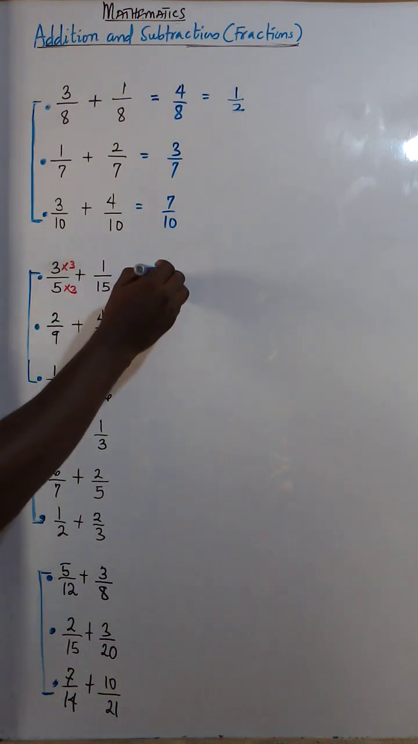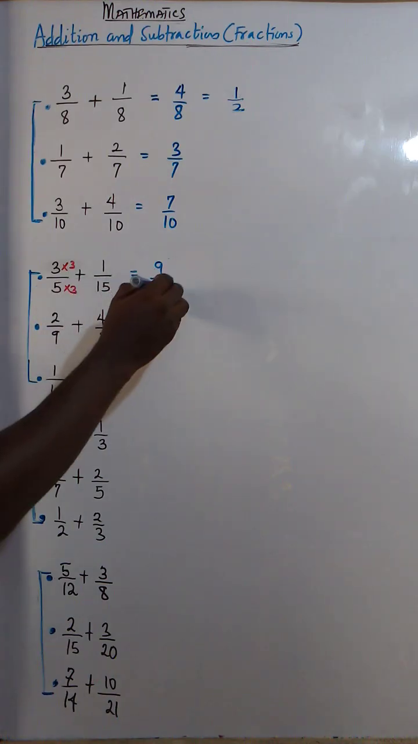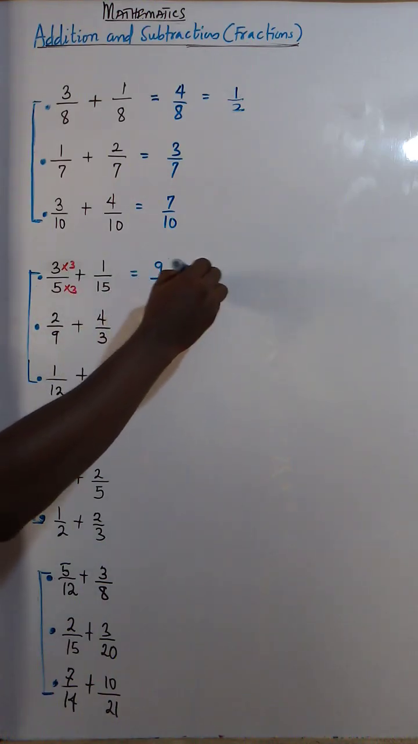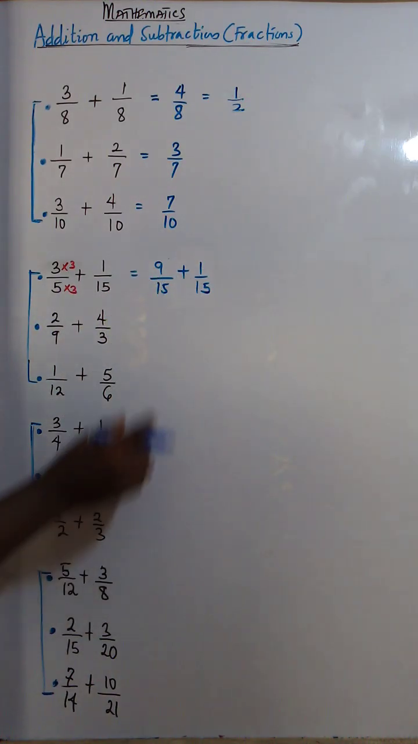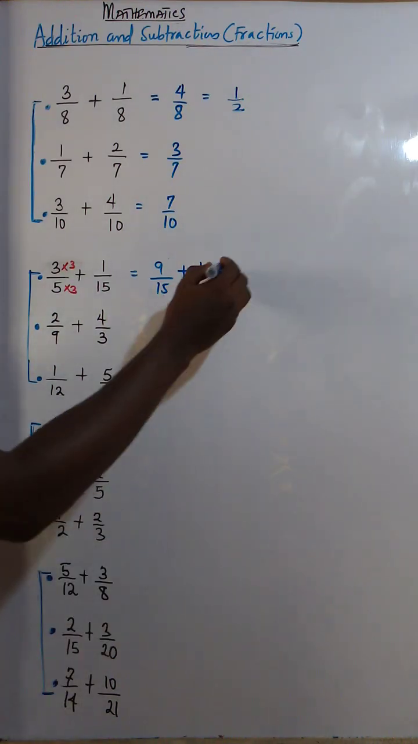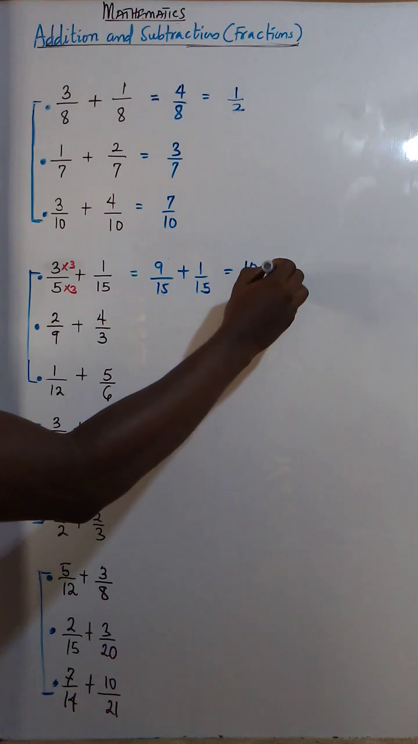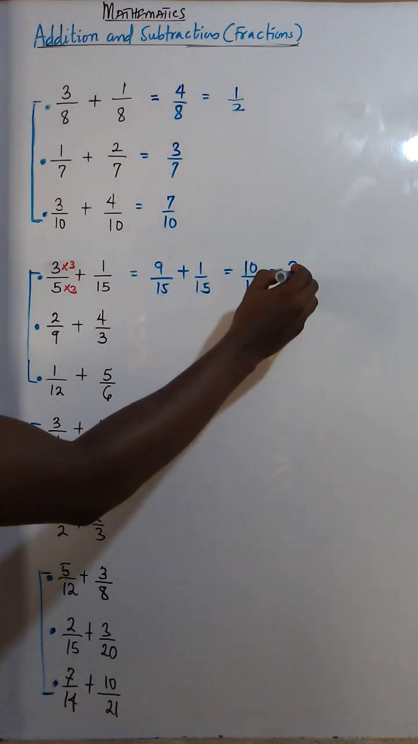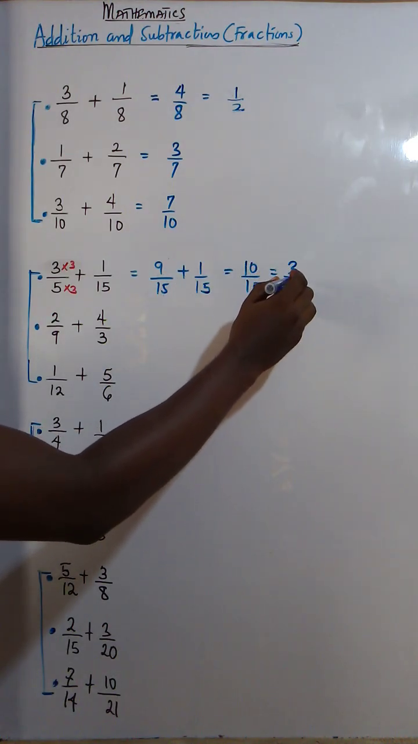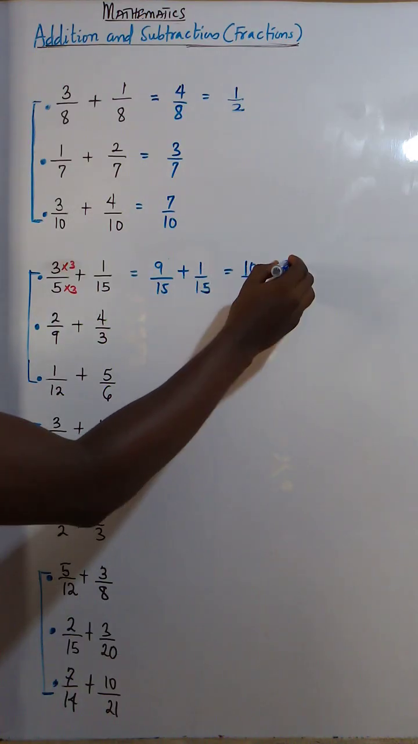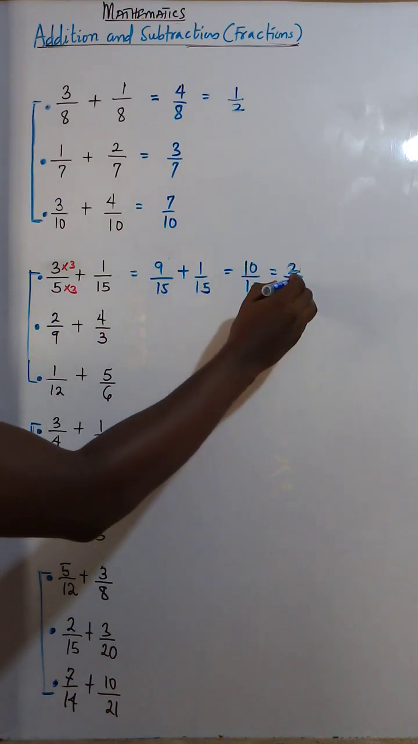As you can see, they now have the same denominator. So 9 plus 1 is 10, so the answer is 10 over 15. Break it down: 5 goes into both. 5 in 10 is 2, 5 in 15 is 3. So the answer is 2 over 3.